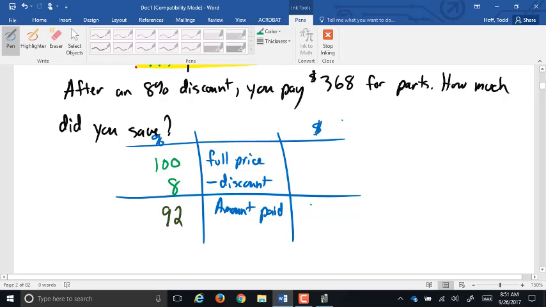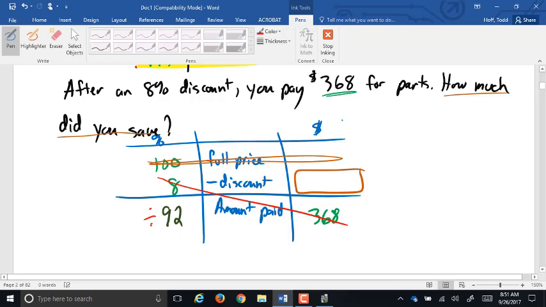What else do we know? We had the $368. Good. $368 goes on the other side for the amount paid. Are we looking for the full price or the amount of the discount? How much did you save as the discount amount? So, well, we could find the full price, but we don't have to. We just write in here, do 8 times 368 divided by 92 ends up being 32 bucks. You could find the full price, which would be 400 bucks, then subtract to get it. That would work fine too.